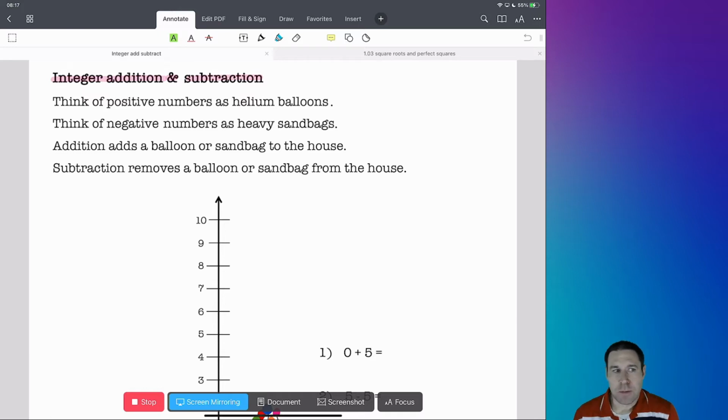So let's get started. We're going to think of positive numbers as helium balloons. And we're going to think of negative numbers as heavy sandbags. So helium balloons would allow us to float up in the air. Heavy sandbags would weigh us down.